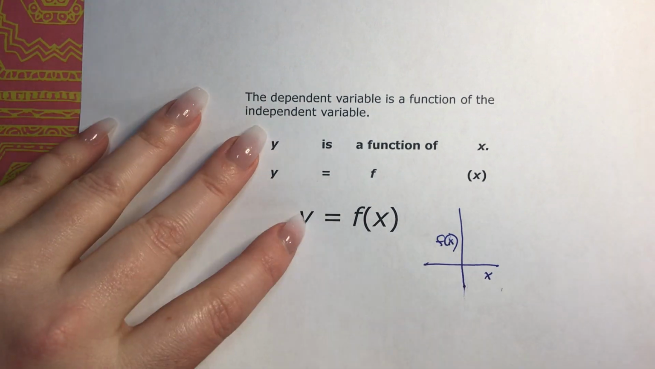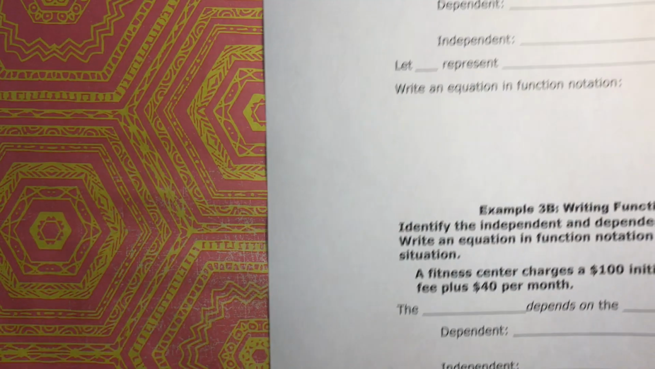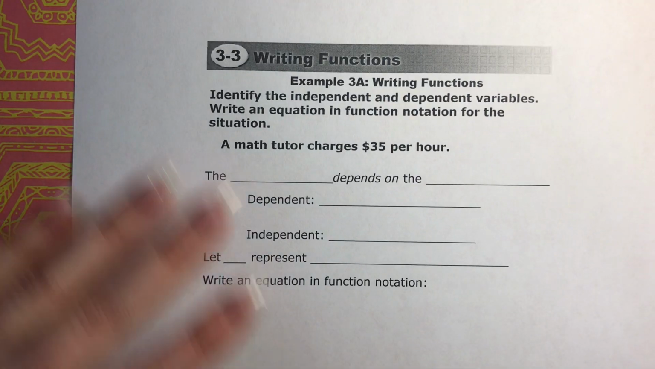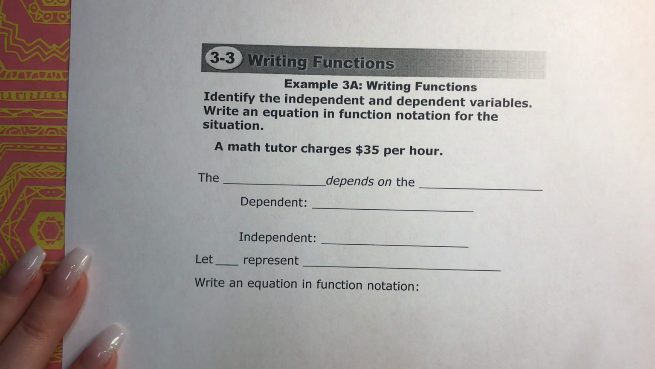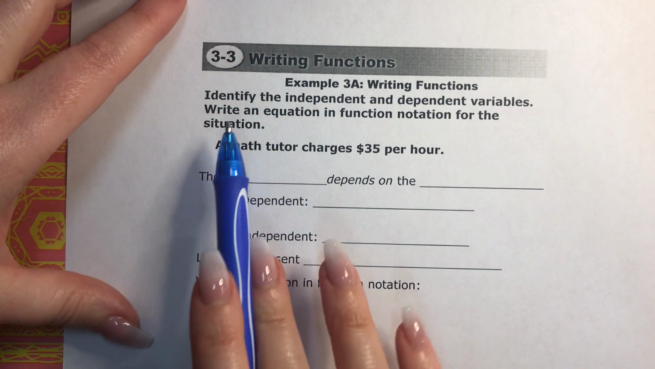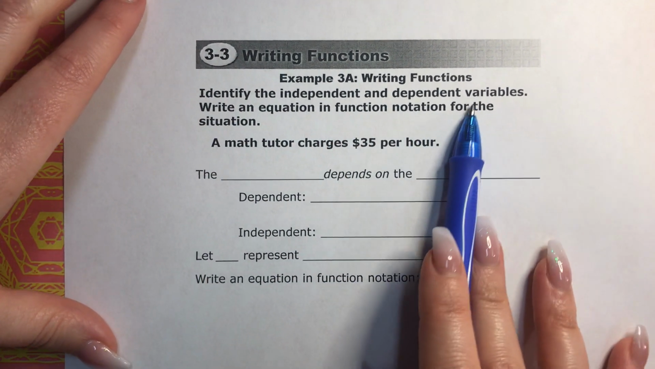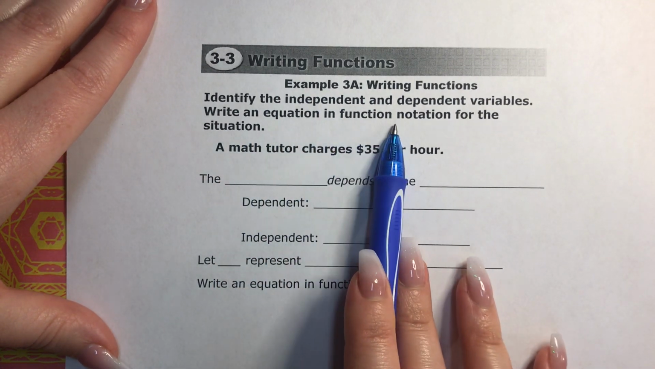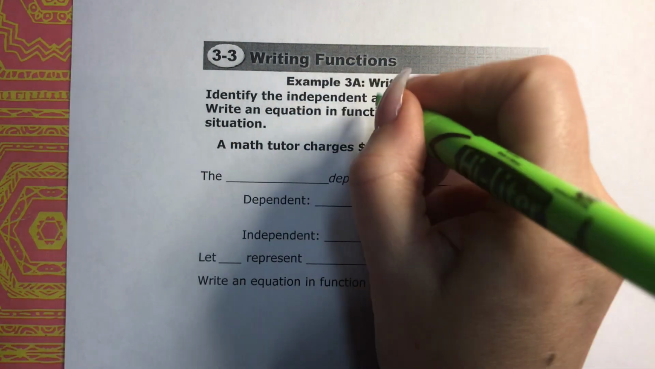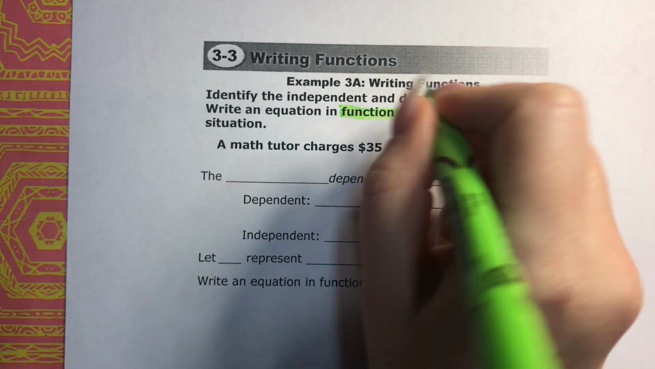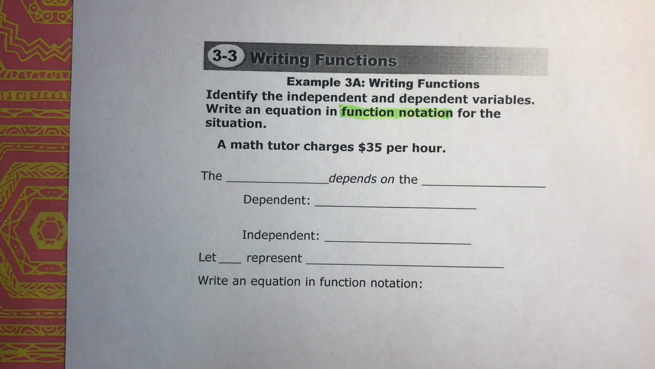All right, let's go ahead and look at a few problems. Okay, 3A, what we're going to be doing is writing functions. So we're going to first identify the independent and the dependent variables. We're going to write an equation in function notation, so that means we're going to be using that f of x, for the situation.